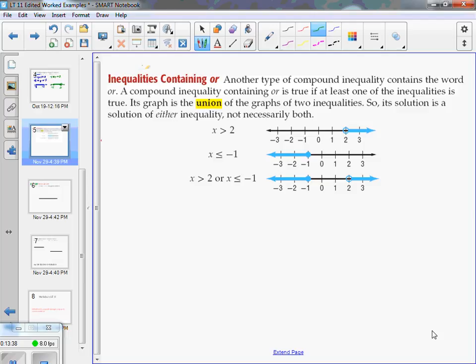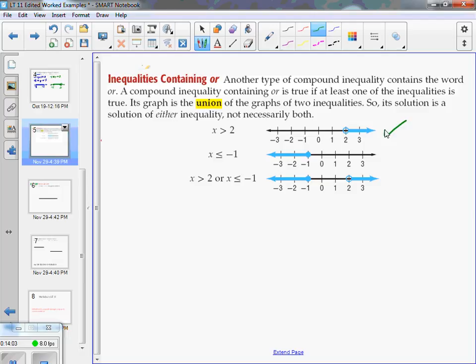Its graph is the union of the graphs of two inequalities. A union, instead of an intersection where the solutions the two graphs had in common, where they overlapped. In a union, as long as the number's on either of the two graphs, it's part of the solution. So its solution is a solution of either inequality, not necessarily both. It can be both, but either.